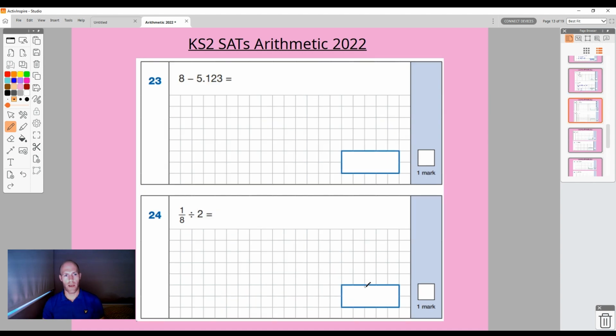Getting out to the final bit now. 8 take away 5.123. The trick with this one, if I've got a decimal number here, I need to make this one similar. 8.000. I'm not changing the number. That is still 8. 8 on the top is the biggest number.